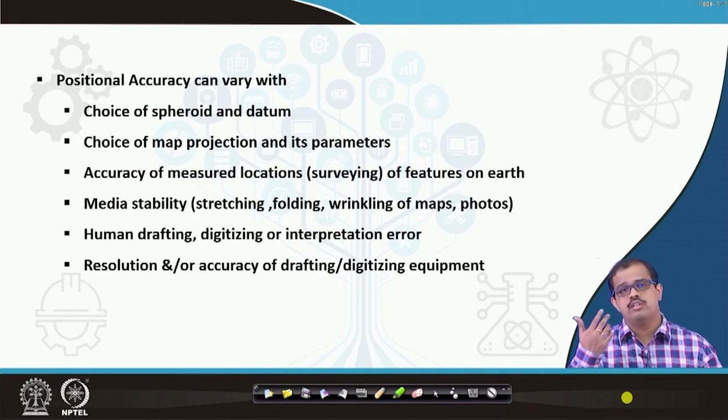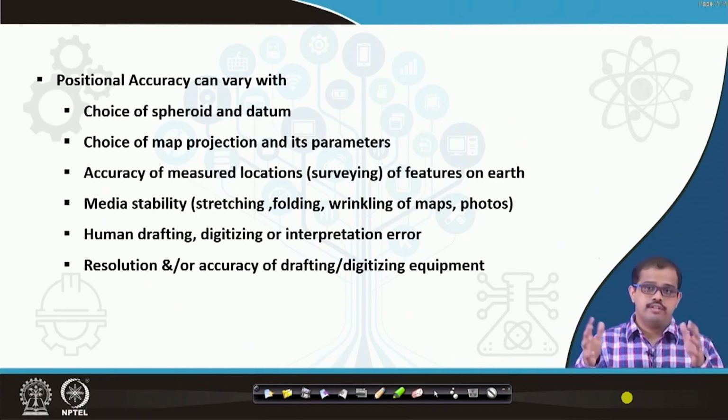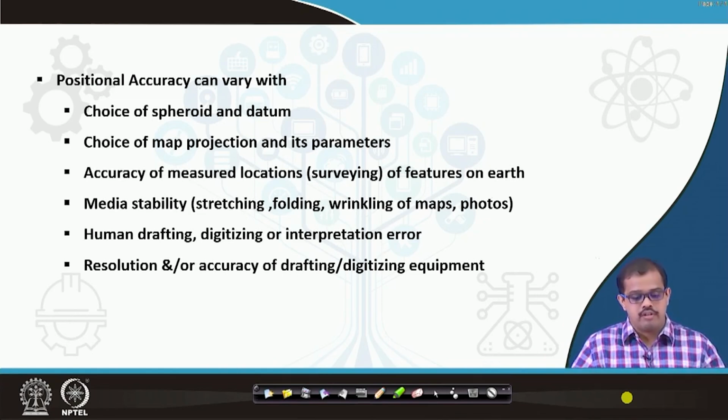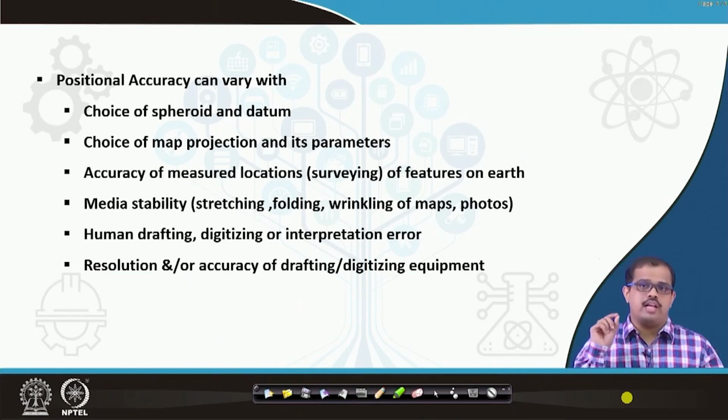Nowadays there are a huge number of tools that they have developed in terms of understanding and interpreting errors. Okay, so using those tools, most of these errors can be either removed or rectified. Then you have resolution or accuracy of drafting and digitizing equipment. So when you are actually looking at a drafting equipment, you know what is the accuracy of that particular equipment. So that is extremely important in terms of looking at drafting or digitizing accuracy.